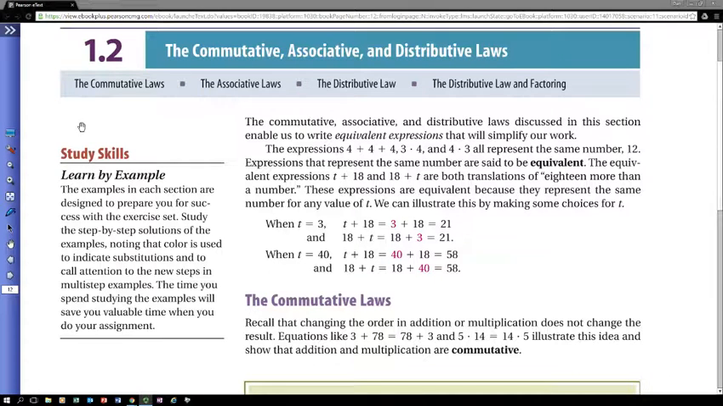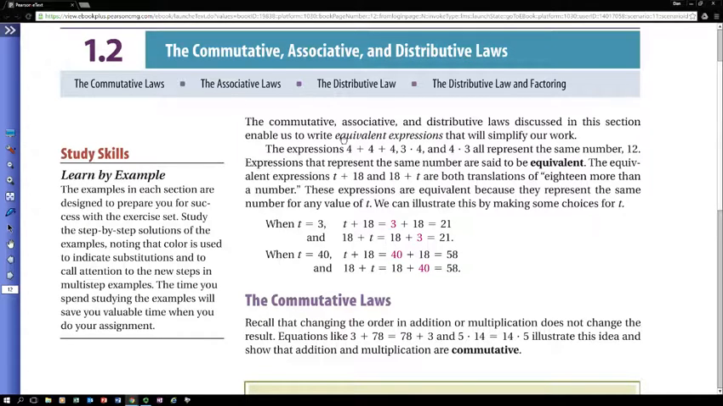Chapter 1, Section 2, the commutative, associative, and distributive laws. The first one we're going to go through is commutative, and the associative and distributive. And we're going to talk about how the distributive property works with factoring. Factor is a part of a multiplication, and we'll talk about that when we get to that. These words are going to be important to know.